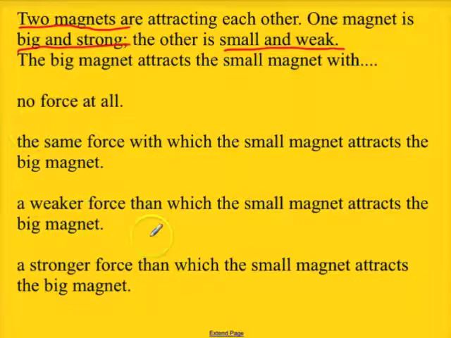So again, what I would always suggest is go through, cross things off. For example, you know there's going to be a force involved. If it's on our planet Earth, there will be a force involved. So that's an obvious no-brainer. Got to get rid of that. That leaves the same force with which the small magnet attracts the big magnet, a weaker force, and a stronger force.